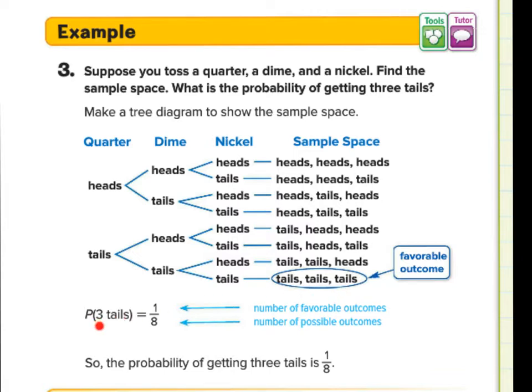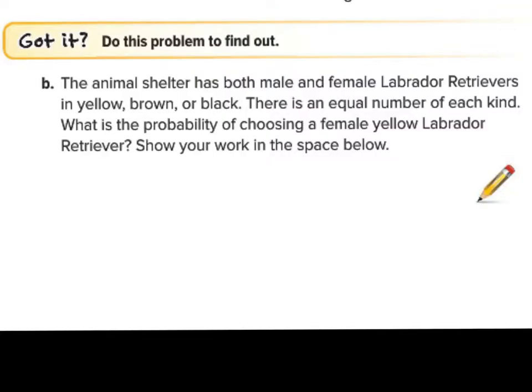Now remember, that is in theory. That's theoretical probability. Experimental probability could be completely different. You might never get tails, tails, tails. So the probability for getting 3 tails is 1/8. Okay, there it is.